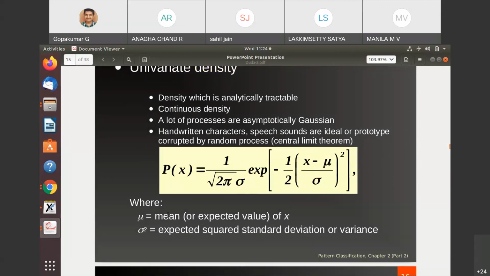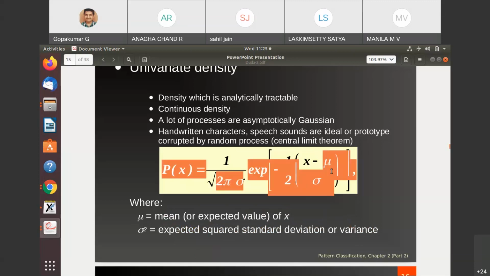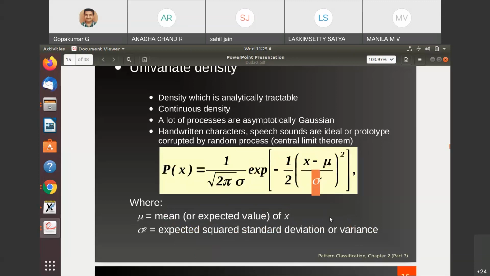So we can say that mu is nothing but the average value or the mean, the expected value of x. That is one parameter. And sigma square is the expected square deviation, which we call the variance. So the mean value mu and the variance are the two parameters that determine the orientation or the distribution of this probability. This is a very fundamental equation, and there is no need of much other detail on this one.